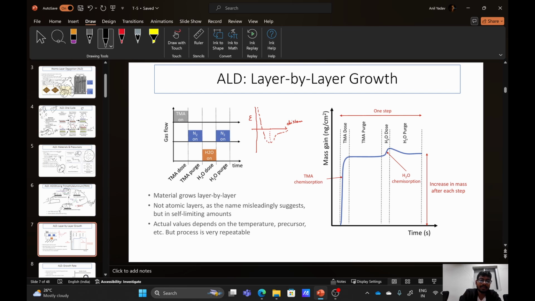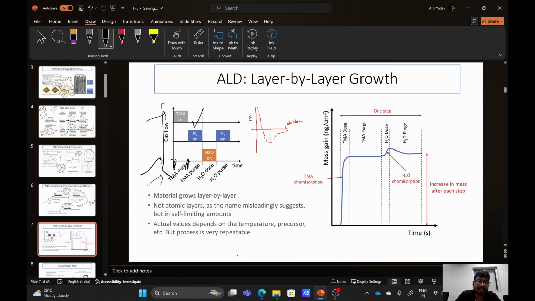This is the typical ALD cycle. First, you give a TMA dose. You can call it dose, hold time, or soak time. This is the TMA dose, and the time that you give is the soak time or hold time. Then you purge to remove the excess TMA in the chamber.